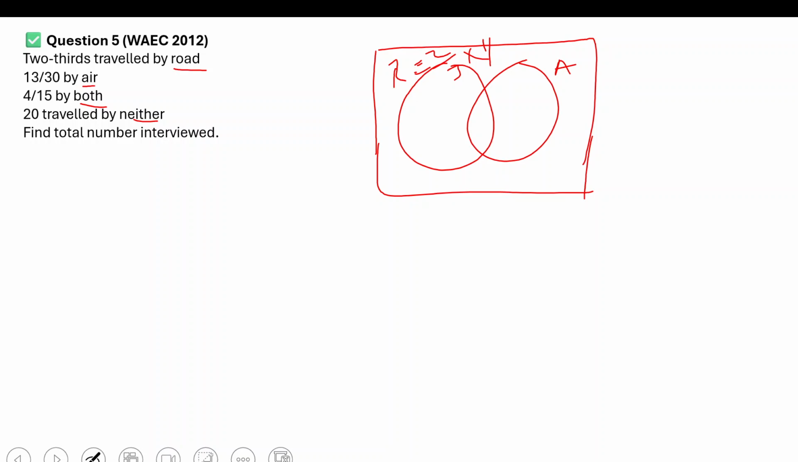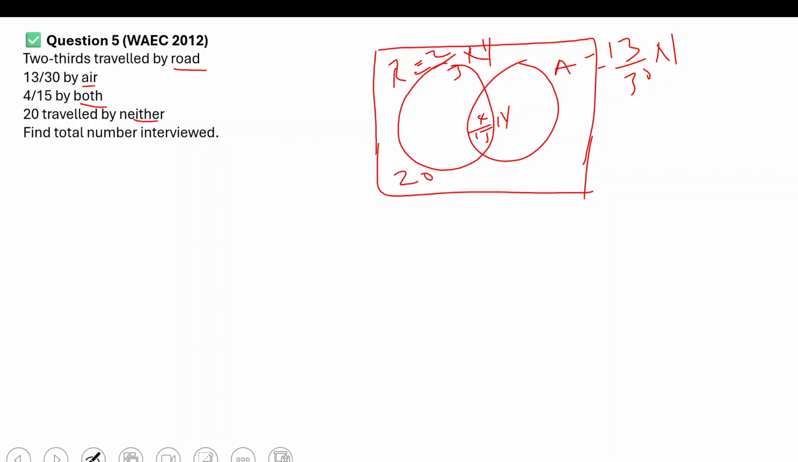Let's call it n. So two-thirds of that total number is by road. Then by air is 13 over 30 of that number. Then 4 over 15 is by boats, 4 over 15 of that number is boats. Then for the first time, we have a whole number that travel by neither. So there'll be 20 outside here.